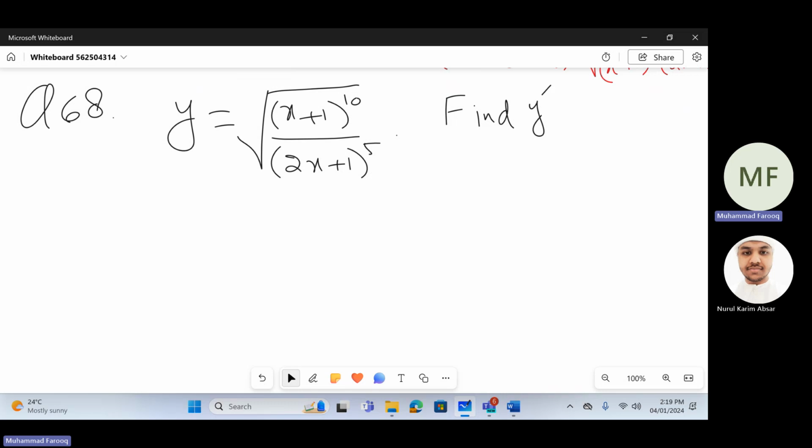So 10 by 2, 5. Good. You distribute the power. I think it's good. So 5 ln (x plus 1), nice. Then y prime over y equals 5 by x plus 1. Very good. I think it's the best option to distribute the power.